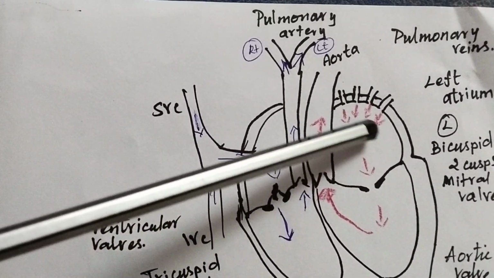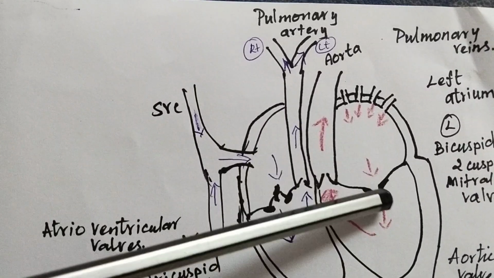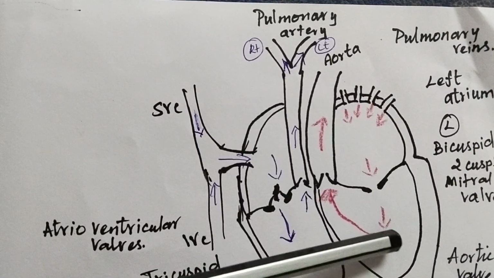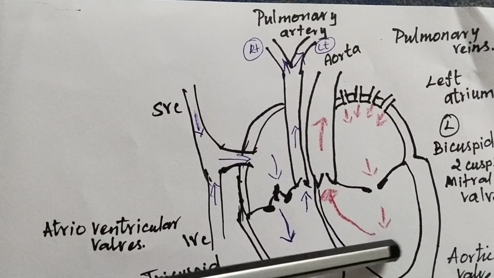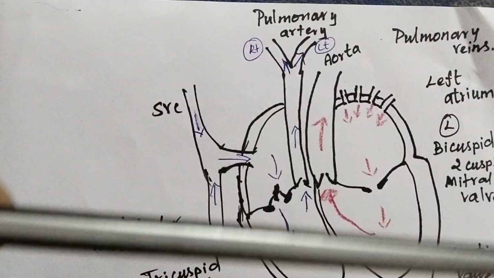It comes here, oxygenated blood. From here, it goes to the left ventricle. This is the mitral valve. 2 cusps are there. From here, the left ventricle pumps the blood to the aorta, and from the aorta to all over the body.